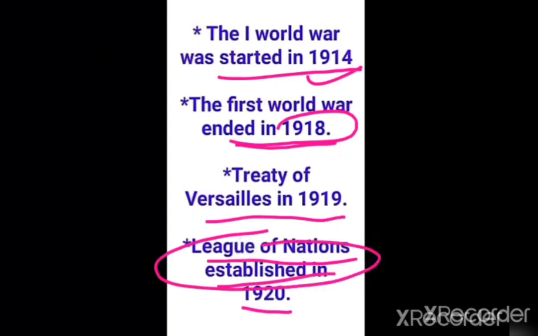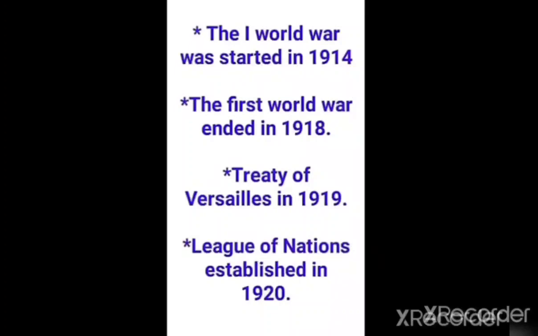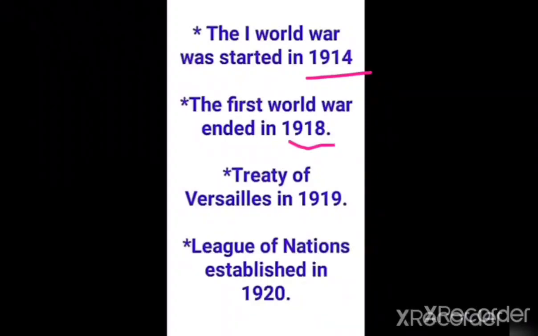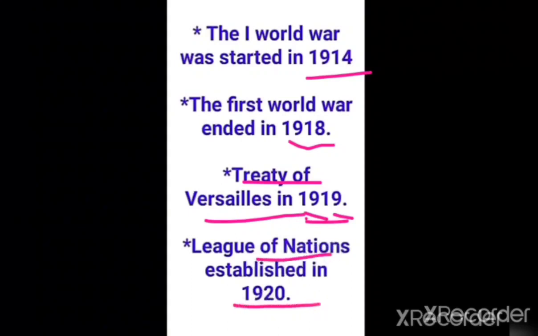Okay, children. Once again, the First World War started in the year 1914 and ended in the year 1918. At the end of the war, which treaty was signed? The Treaty of Versailles, in 1919. Which year was the League of Nations established? January 20, 1920. What was the main reason? In order to establish peace and security in the world.